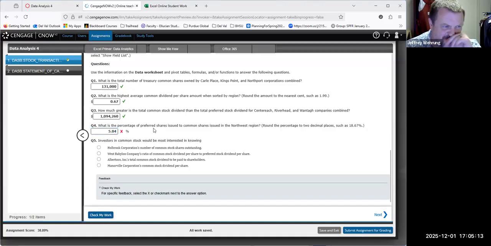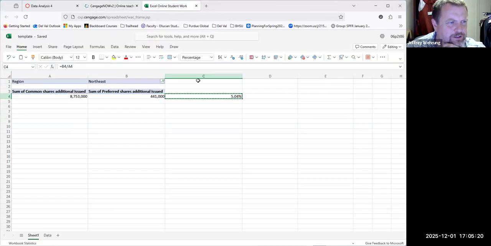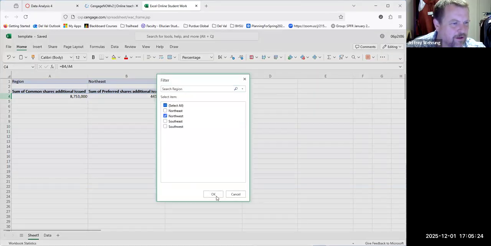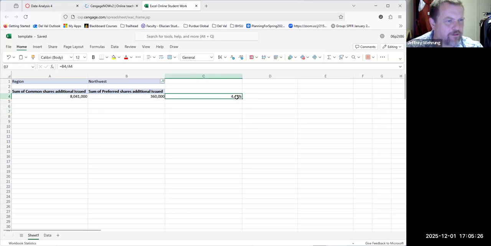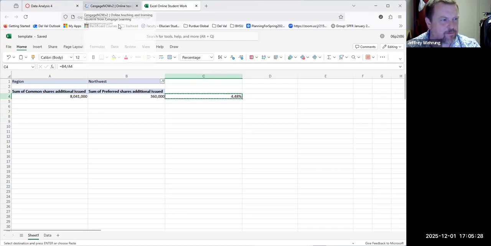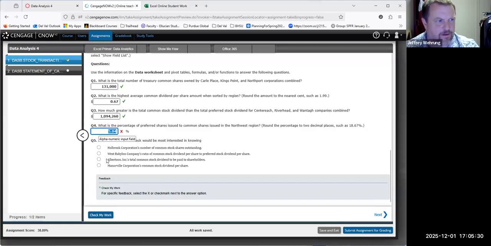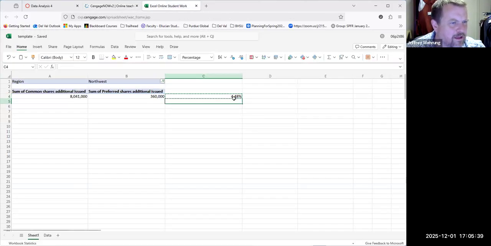Oh, that's not what it's looking for. Percentage of preferred shares issued to common shares issued in the Northwest region. Oh, I had Northeast, huh? There we go. That's the problem. Let's filter Northwest and see if that helps. Huh. 4.48.